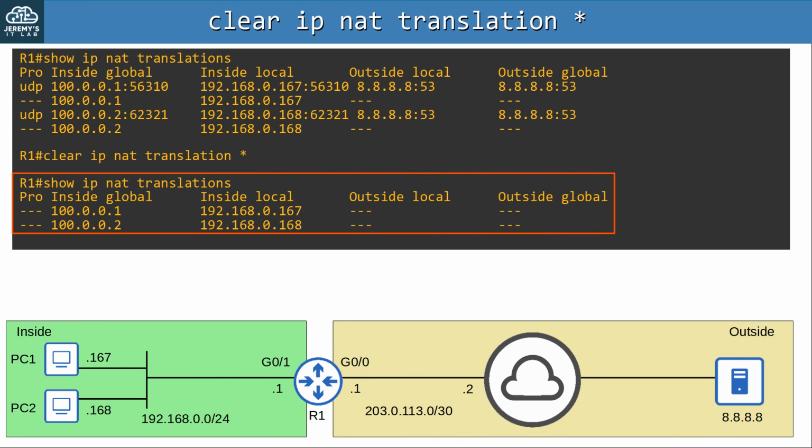Notice that after using that command, the two dynamic entries are gone, but the static entries remain. These static NAT entries won't time out and can't be deleted unless you remove the IP NAT inside source static commands from the router.